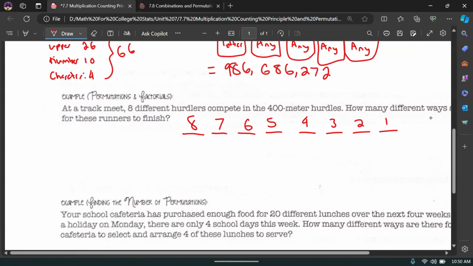So ultimately, this is why we invented factorials. It's 8 factorial. On the calculator, we simply figure out 8 factorial, which equals 40,320 possible finishing orders.